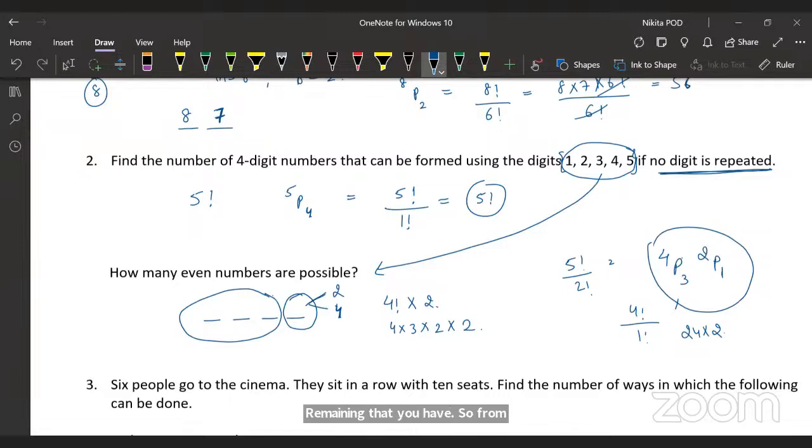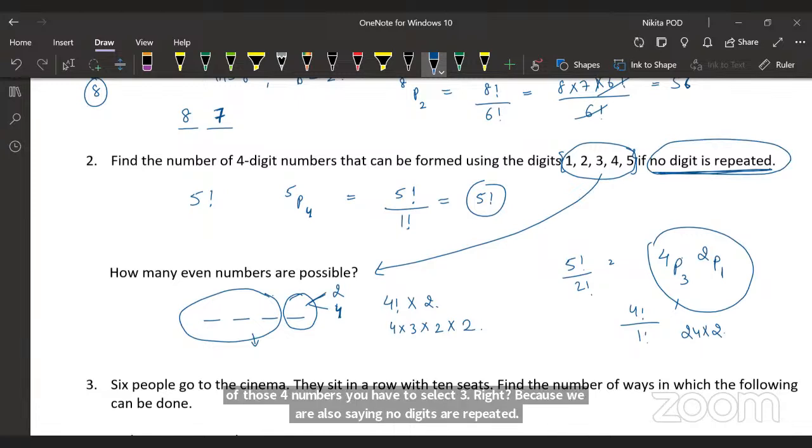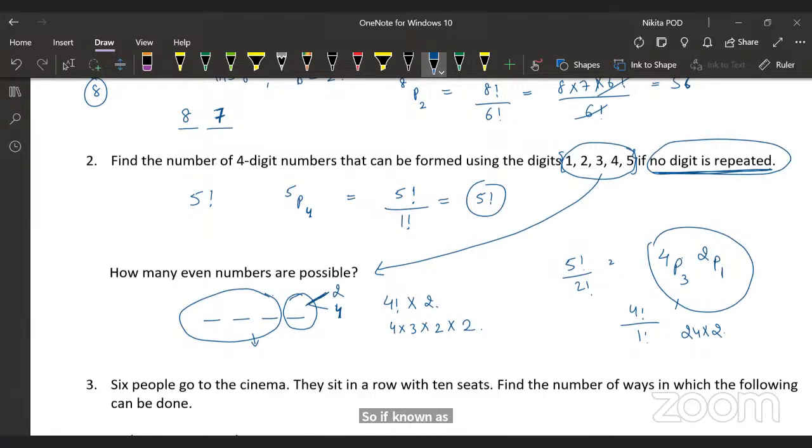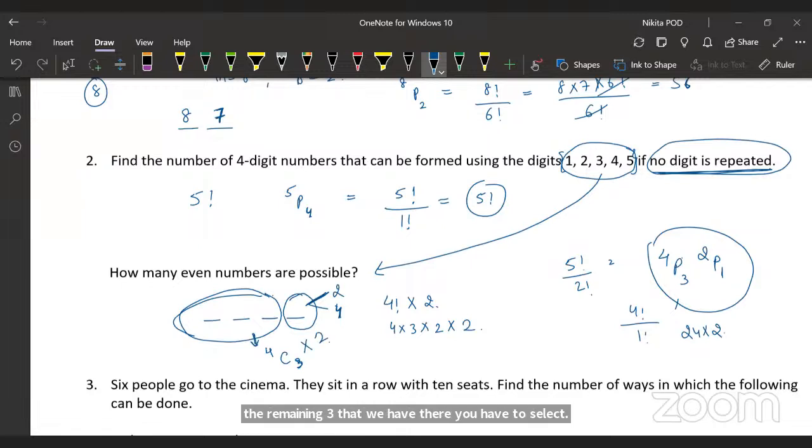out of those 4 numbers, you have to select 3, right? Because we are also saying no digits are repeated. So whatever you have fixed at the last place, the ones place, for the remaining places you have to select 3 from the remaining 4. So it is just 4p3 times 2p1.